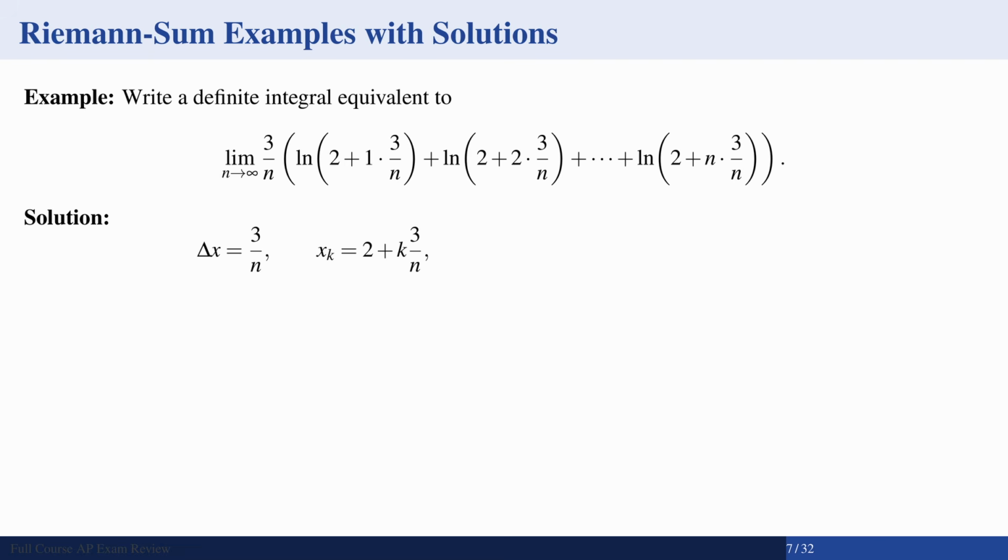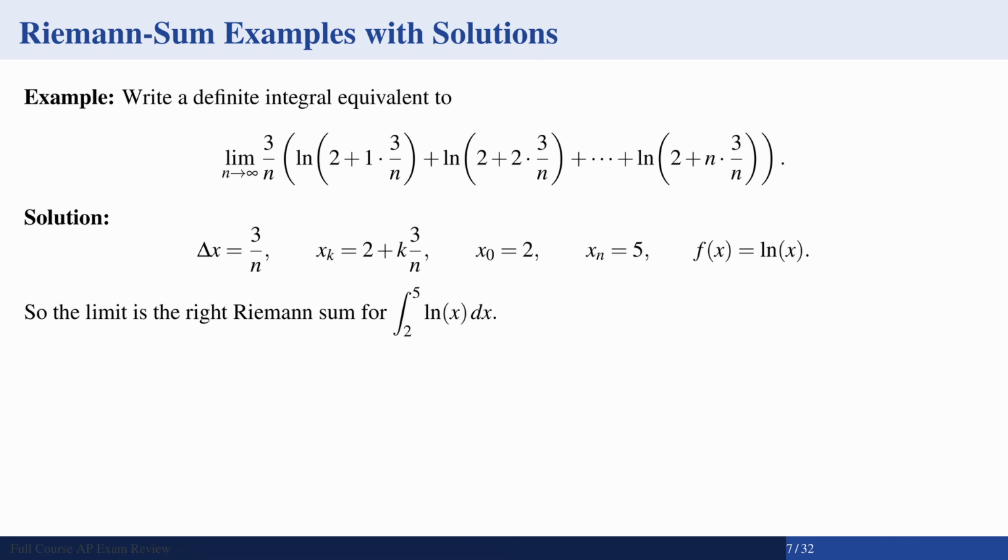If that's the case, then x sub k is a function of k. X sub 0 is always the value of a, so in this case, just plug in 0 for k and you get 2. X sub n is always the value of b. If you plug in n, you get 2 plus n times 3 over n, 2 plus 3, which is 5. And then the function we're plugging into is the natural log of x.